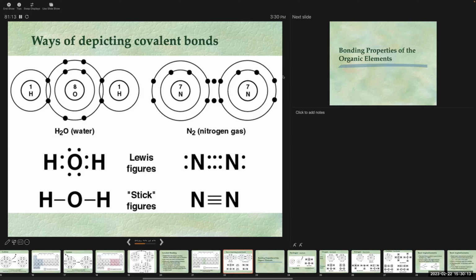Well, these 2 electrons over here on the far right belong entirely to this nitrogen on the right. The 2 electrons way over here on the far left belong entirely to this nitrogen on the left. But then there are 6 electrons, or more importantly, 3 pairs of electrons being shared by them.